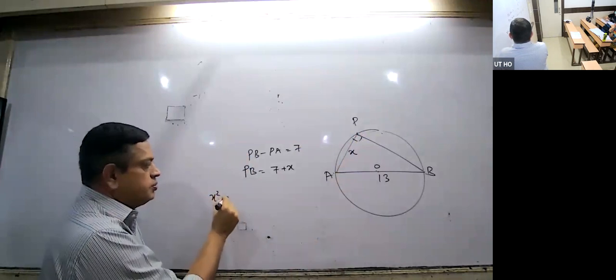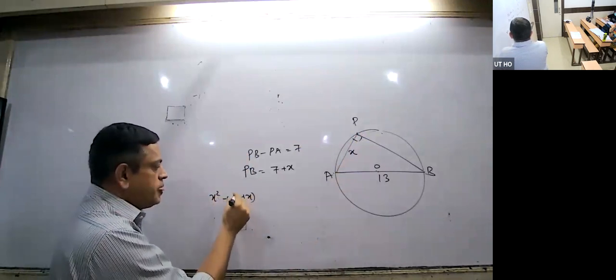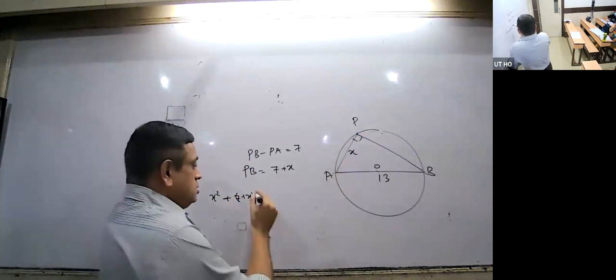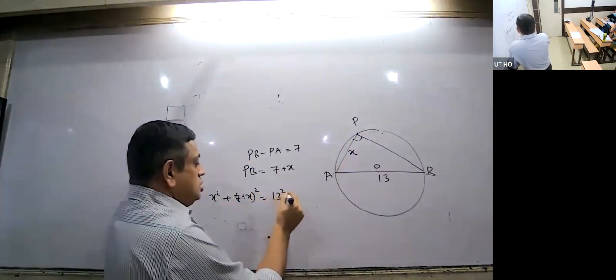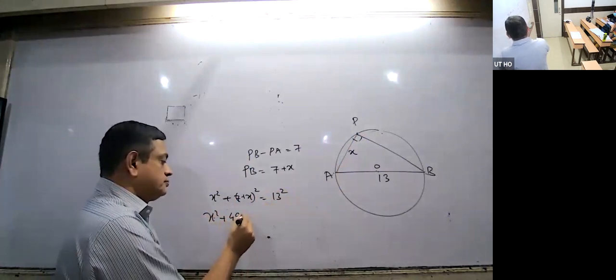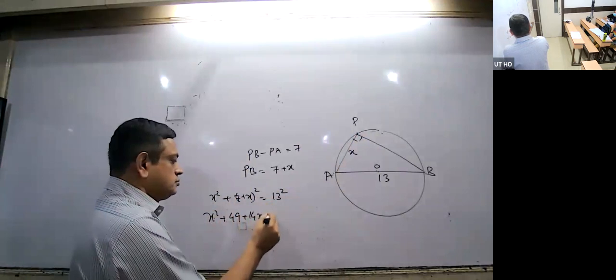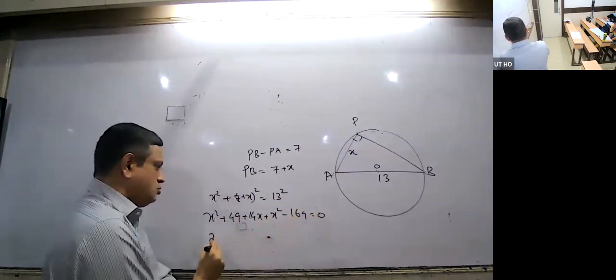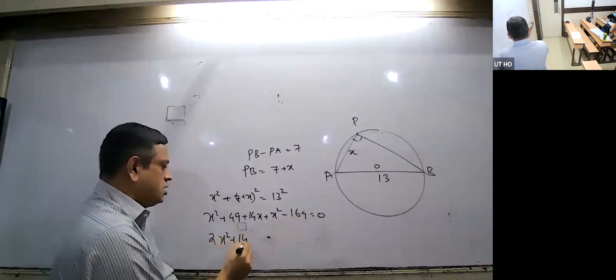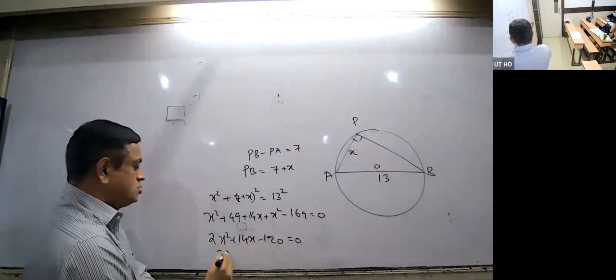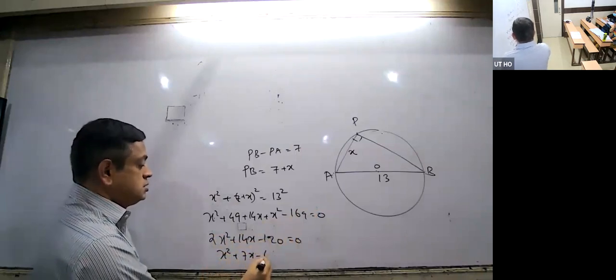So x square plus 7 plus x whole square, since the angle in a semicircle is a right angle, is equal to 13 square. Should I do further? Yes. 2x square plus 14x minus 120 equal to 0. x square plus 7x minus 60.